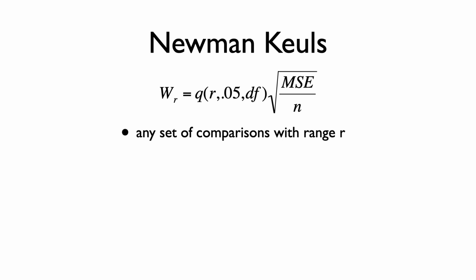So for any set of comparisons with a range R, again, if a number comes up and let's say it's 9, any two means that differ by at least 9 are different from each other. Okay?